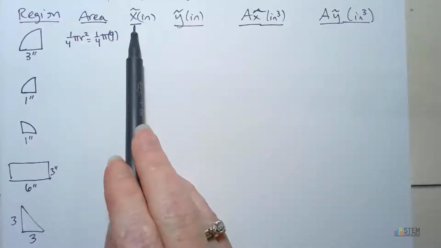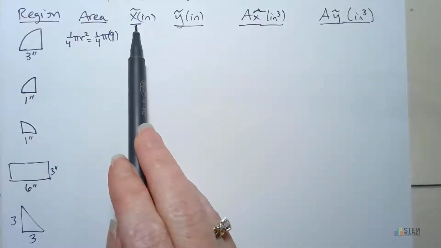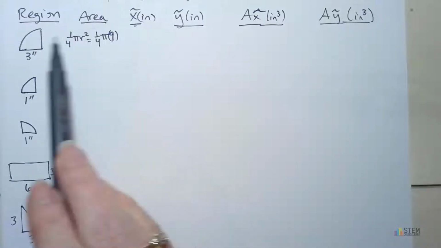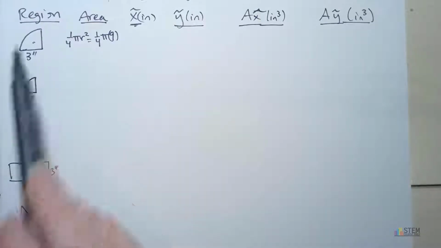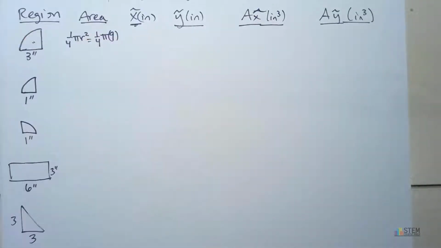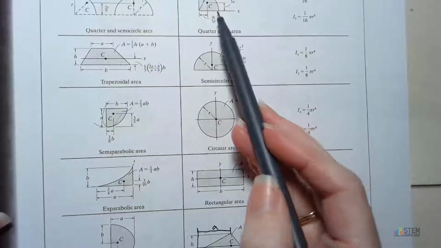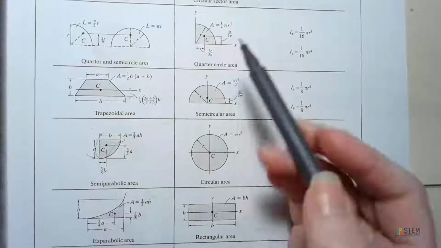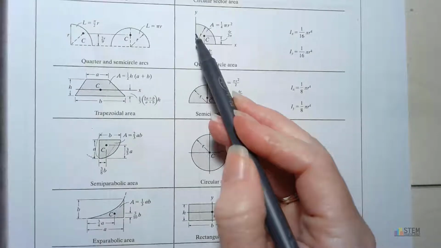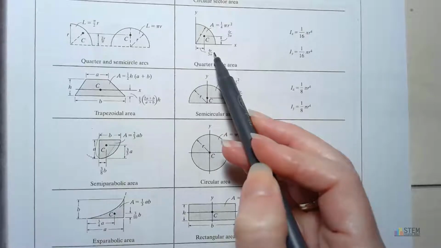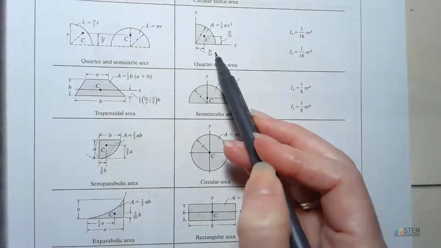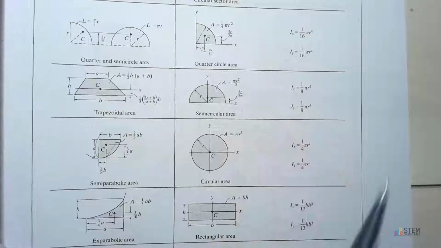Now this next column here is the x tilde. This is the distance to get to the centroid of this shape, so this is the x coordinate of this centroid. For this column, we're going to use that table that I showed you. Let's look at our equation. Here's the quarter circle shape right here. From this side of the quarter circle, the distance to get to the centroid is 4r over 3 pi. It's given in the table, so that's the equation we're going to use.